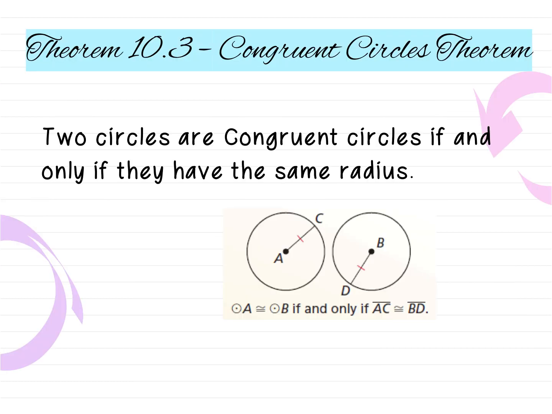All right, for this one, congruent circles theorem. The only time your circles can be congruent is if and only if you have the same radius. And we should know your radius is from the center to the side of the circle. It has to be the same. So if they're both 4 units, or 4 meters, or 4 inches, whatever units you have, it's the same circle. They're going to be congruent circles.